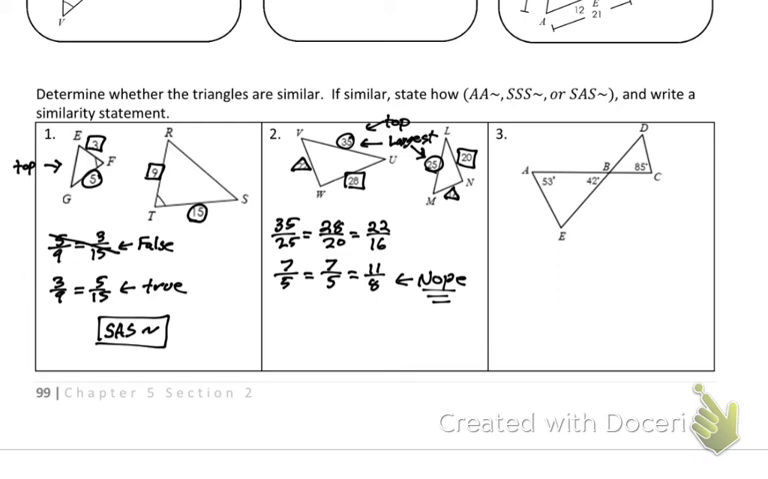All right, our last one on this page. So I know that this one is 42 degrees. How do I find a missing angle? 180 minus everything else. I like that. 180 minus everything else. So 180 minus 53 minus 42. Can someone do that for me?